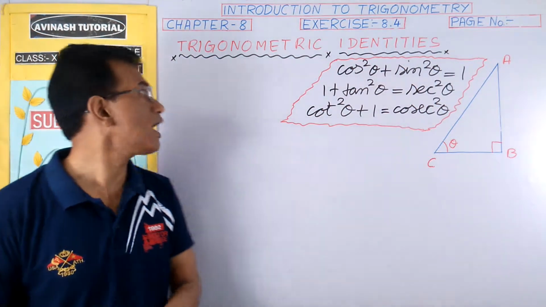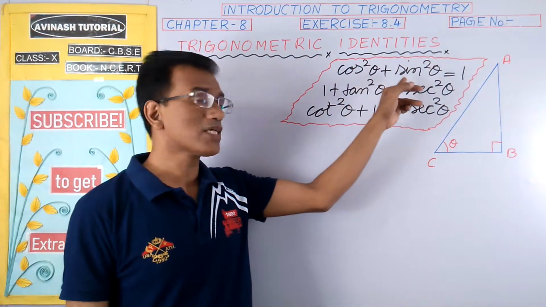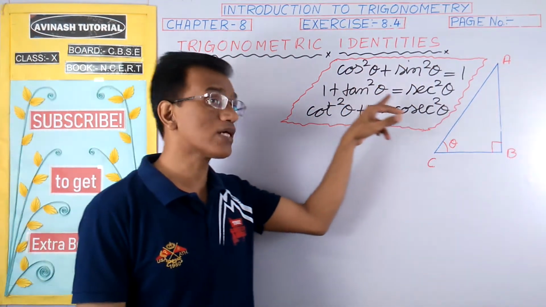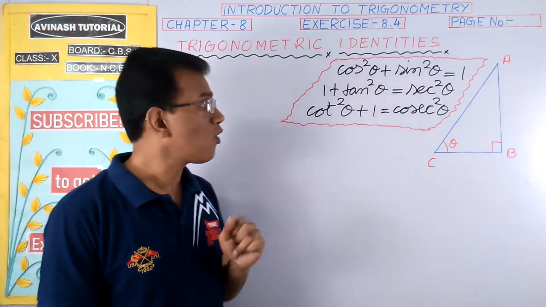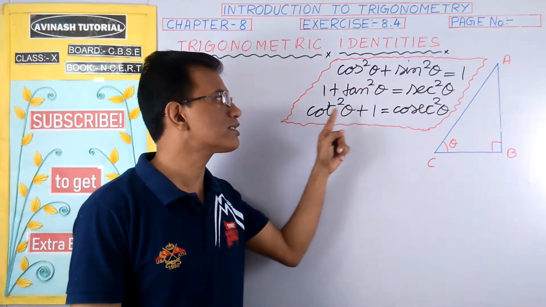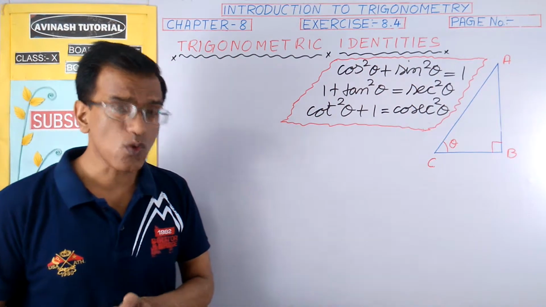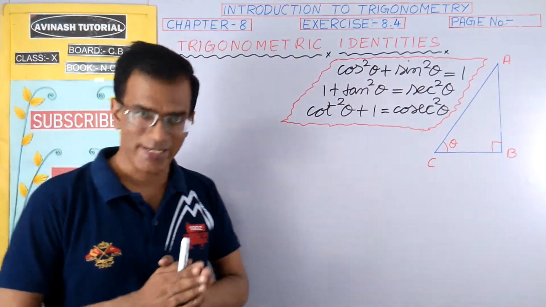Do you know why cos square theta plus sin square theta is 1, or why 1 plus tan square theta is sec square theta, or why cot square theta plus 1 is cosec square theta? If you don't know, watch this video till the end.